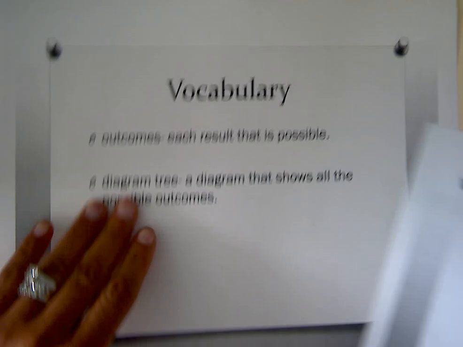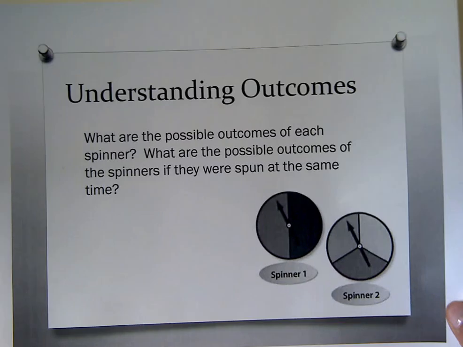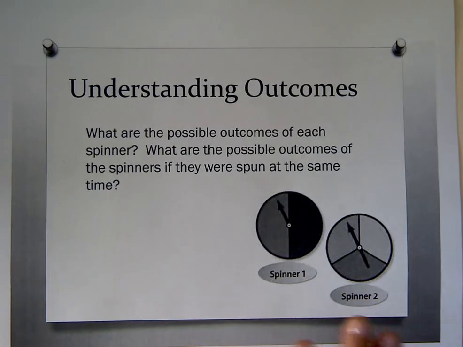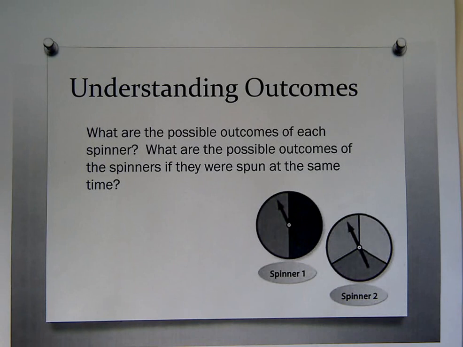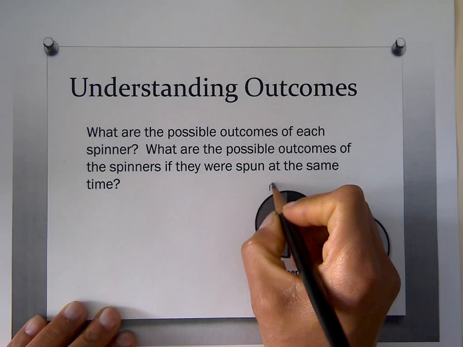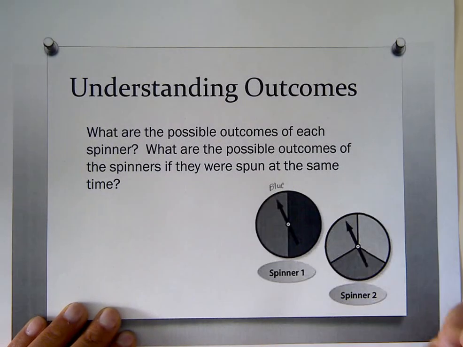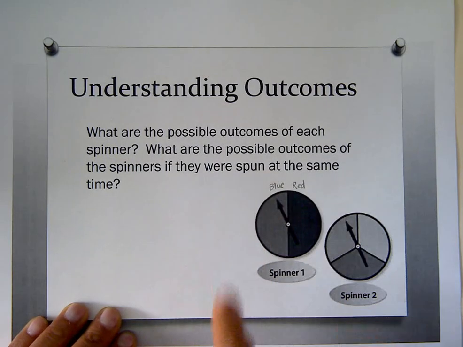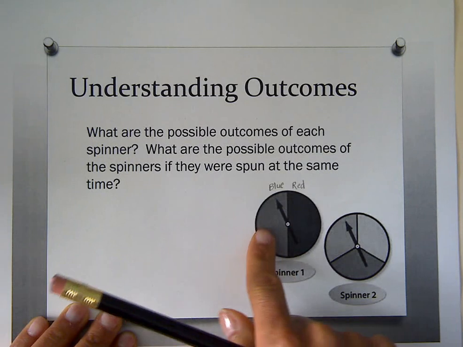Let's begin with understanding outcomes. Here I have two spinners, spinner 1 and spinner 2. What are the possible outcomes of each spinner? Well, on the first spinner, there are two colors. The first color is blue. The second color is red. So the two outcomes are blue and red.